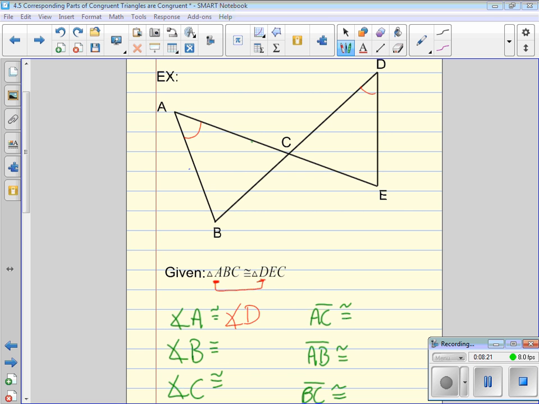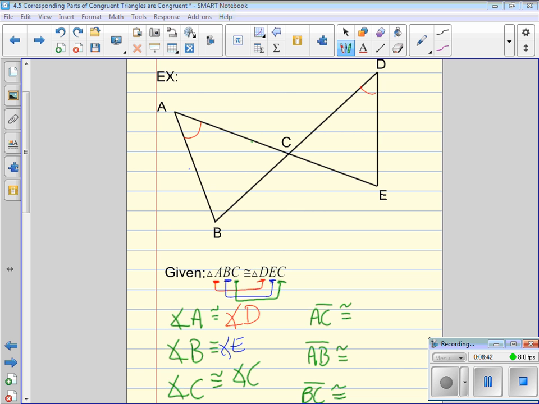Now, if you feel like you know what I just did and you can continue on, you go ahead and put me on pause and use this as an example to check it. But I'm going to continue to go on. Okay, B goes with E, angle E. And then finally, C goes with angle C.